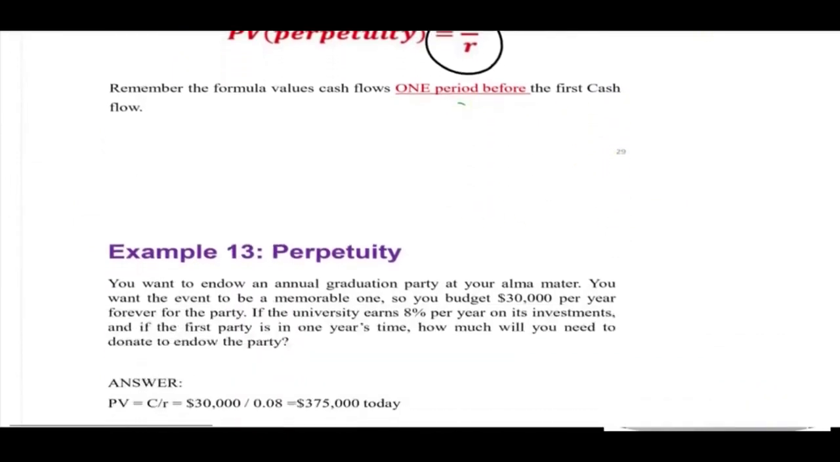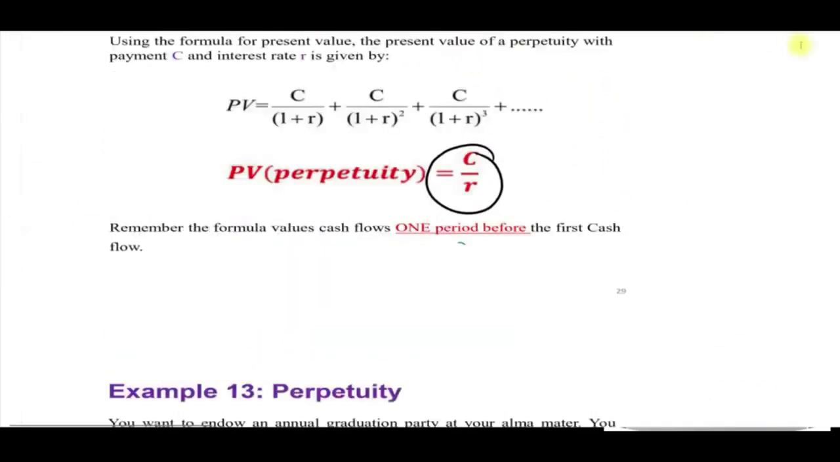Remember the formula values cash flows one period before the first cash flow. When we solve the question, you will understand, otherwise it would be difficult to understand. That's why I'm directly moving to examples.